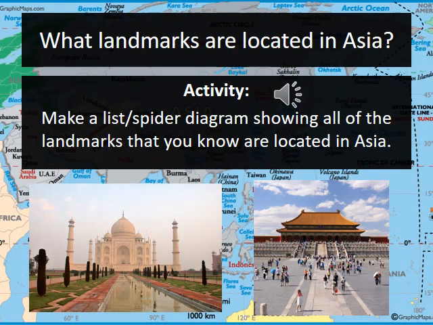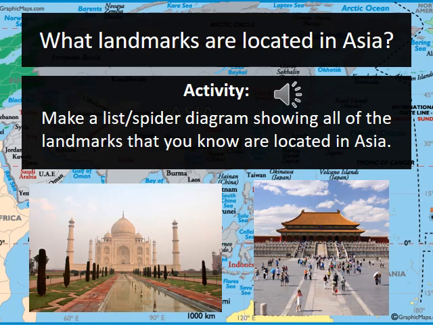When you're getting to know an area, one of the commonest ways of becoming familiar is to learn about landmarks, famous buildings, famous mountains, famous sites and tourist destinations. What landmarks are located in Asia that you can think of? I'll give you a few. Mount Everest is in Asia. The Taj Mahal is in Asia. Tiananmen Square, which is in China. There are natural and man-made landmarks and popular destinations.